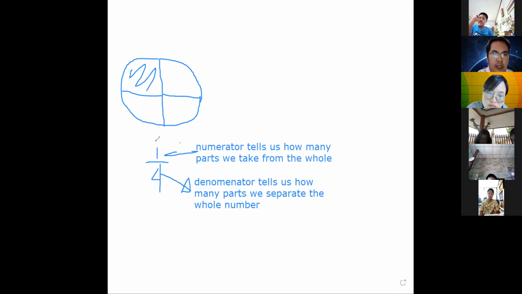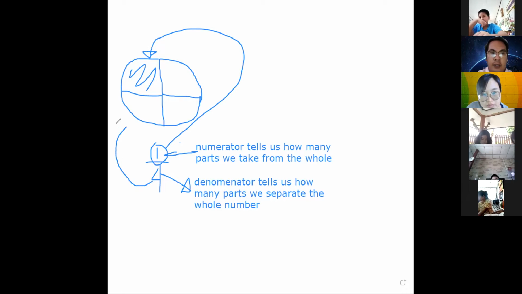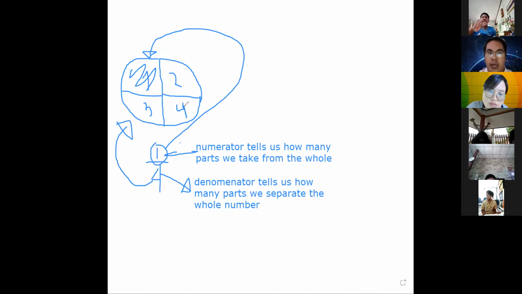Look at this one. This is 1. The one that we get here is only the shaded part. The shaded part is the fraction that we are talking about. Next, it tells us the number of divisions or separations of the whole. We count 1, 2, 3, and 4. So we write this as 1/4. The numerator tells us how many parts we take from the whole. The denominator tells us how many parts we separate the whole into. That is the numerator and the denominator.